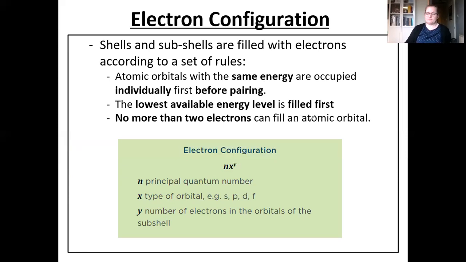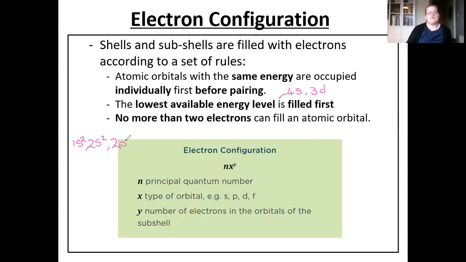Our second rule: the lowest available energy level is filled first, and it has to be filled fully, unless we are talking about here, 4s and 3d. 4s will fill first before 3d. But again, our 1s needs to be full with 2 in it. Our 2s would need to be full with 2 in it before we can even start to look at 2p. So we're filling everything up full first before we move on to the next one.